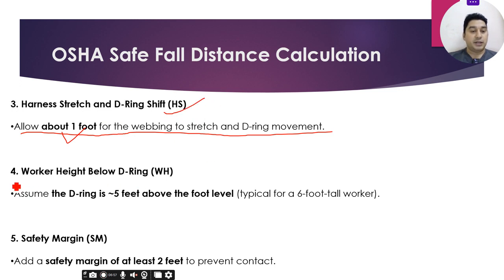Then the worker height below the D-ring. In this one, there is no OSHA requirement. The height could depend on the worker. It could be 6 feet, it could be 4 feet. It depends on the worker. What is the height of your worker? That height also you have to add.